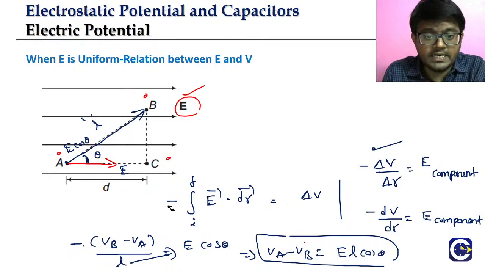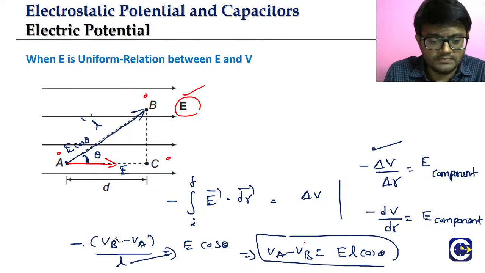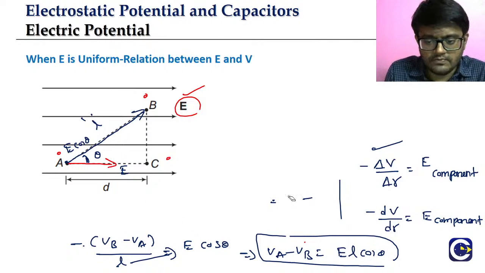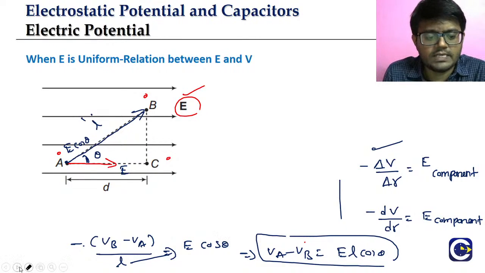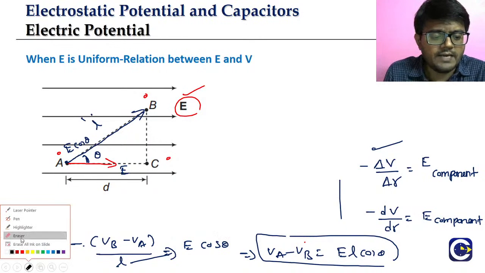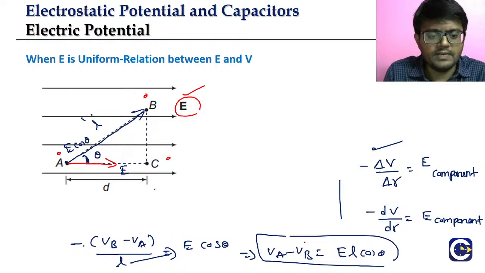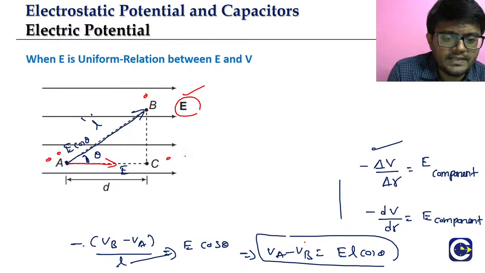One is the integral based formula, and the other is the differential or the gradient type formula. So we have used the gradient formula. Now we will look at, say for example, point A and point C. Consider point A and point C.